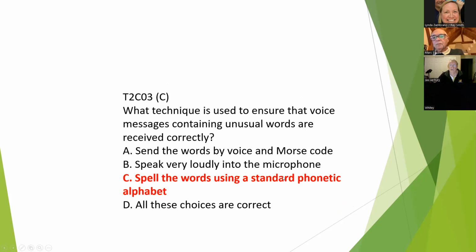What technique is used to ensure that voice messages containing unusual words are received correctly? Well, we just talked about this, the phonetic alphabet. In other words, it's a lot easier to pick out a call sign if it's spelled phonetically, and particularly if you're using words that could easily be confused. You know, there's a lot of, what do they call, homonyms. Pierce, Pierce, Pierce. That could be 3 different Pierces. How do you know you've got the right one?